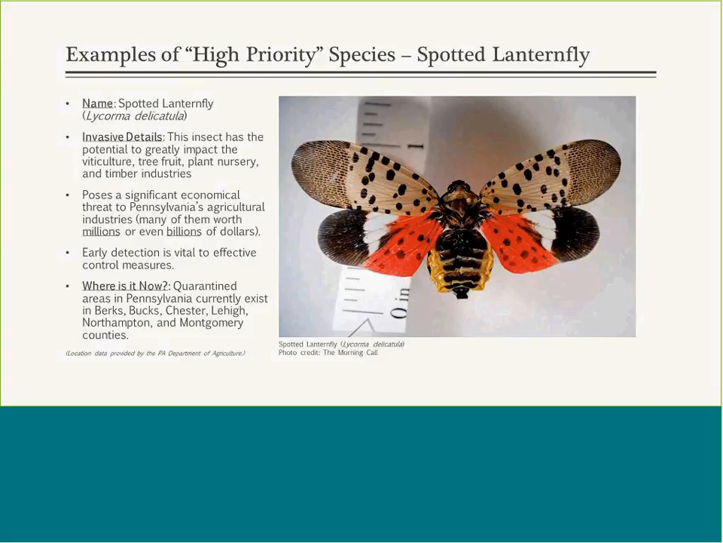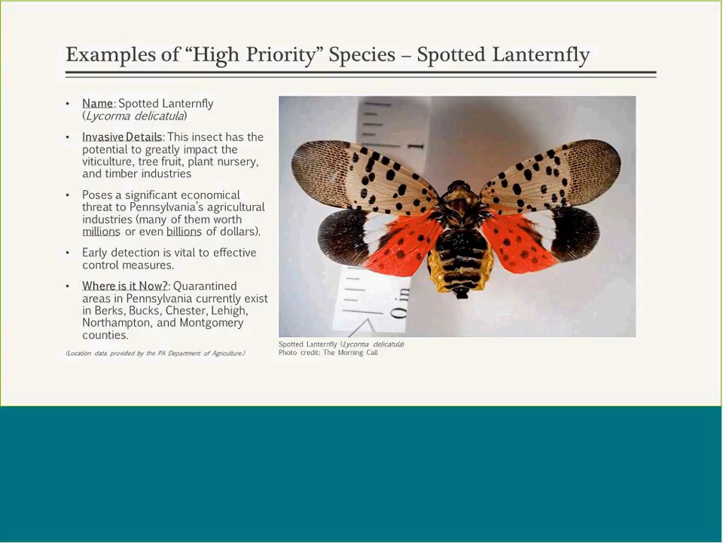This species is one that you have seen in the news over the past few years. It is called spotted lanternfly. It's an insect that has the potential to greatly impact the grape industry, tree fruit, plant nursery, and also timber industries. It really poses a significant threat to these industries, some of which are worth millions or even billions of dollars. So, again, a really big deal. We want to try to stop this thing in its tracks before it gets any farther.